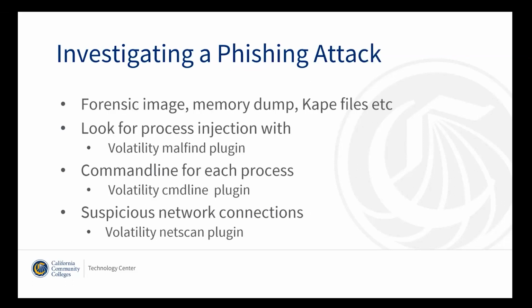So phishing attack investigation, you take a forensic image, memory dump, capture files, etc. You look for process injection. So this is the thing I didn't mention before. There's this plugin called Volatility. Well, it's a framework, a Python framework. It's very easy to use, actually. This stuff is also available in Velociraptor as well. But you look for process injection. So Malfind will list all the processes that have injections in them.